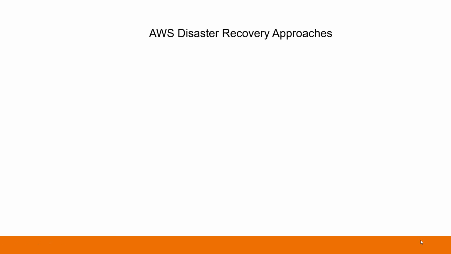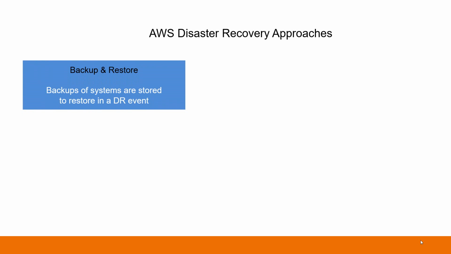First, we are going to look at backup and restore. With the backup and restore method, organizations simply back up their key systems and they are stored in such a way that when a disaster recovery event occurs, they are able to restore those onto the AWS to restore service.